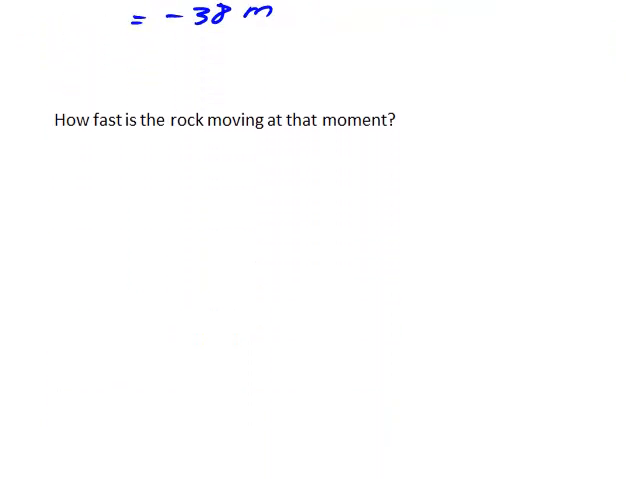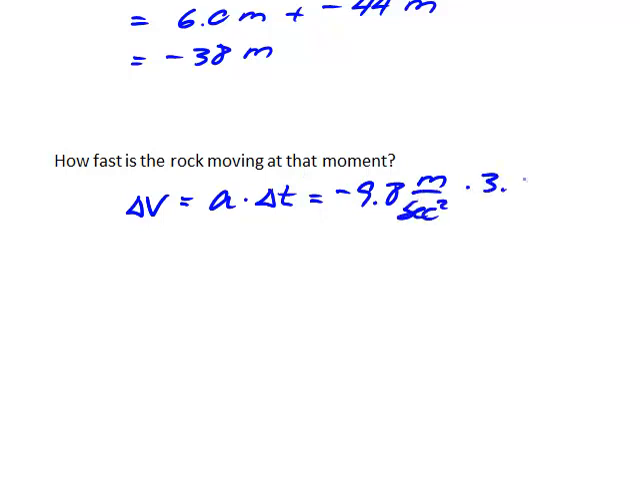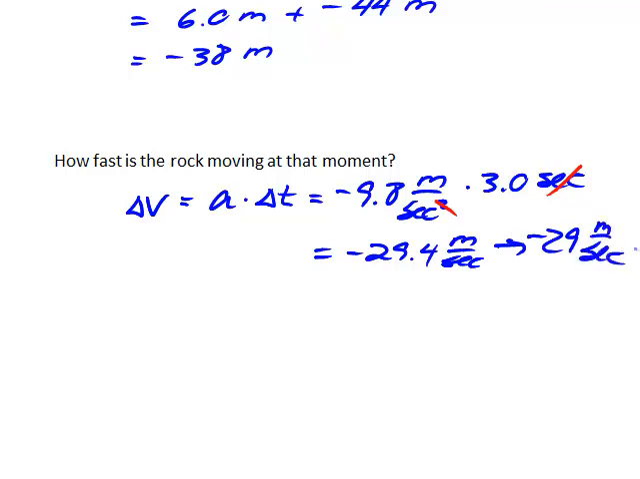An interesting follow-up question is, how fast is it moving at that moment? We're going to use our delta v is equal to acceleration times delta time equation. Our acceleration, negative 9.8 meters per second squared times 3.0 seconds gives us negative 29.4 meters per second, or to 2 sig figs, negative 29 meters per second. That's our change in velocity.